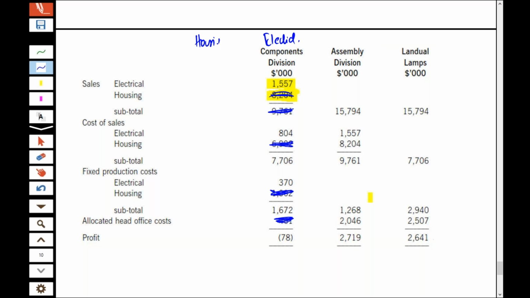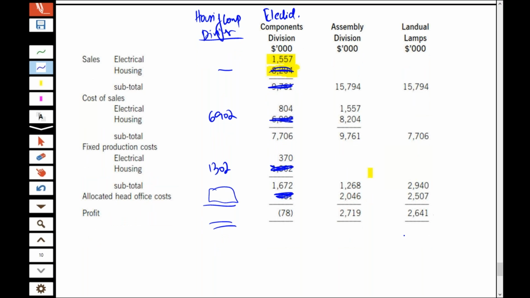The housing component division would now be selling at what? Would now just be a cost center. That means it's not going to be making any sales. So the costs of sales are going to be 6902. The fixed production cost remains 1302. The allocated head office costs are what we just need to establish.